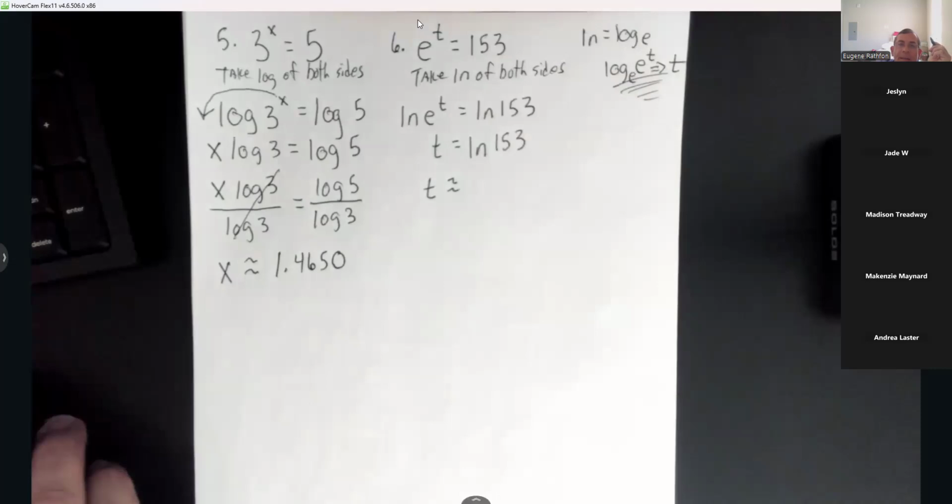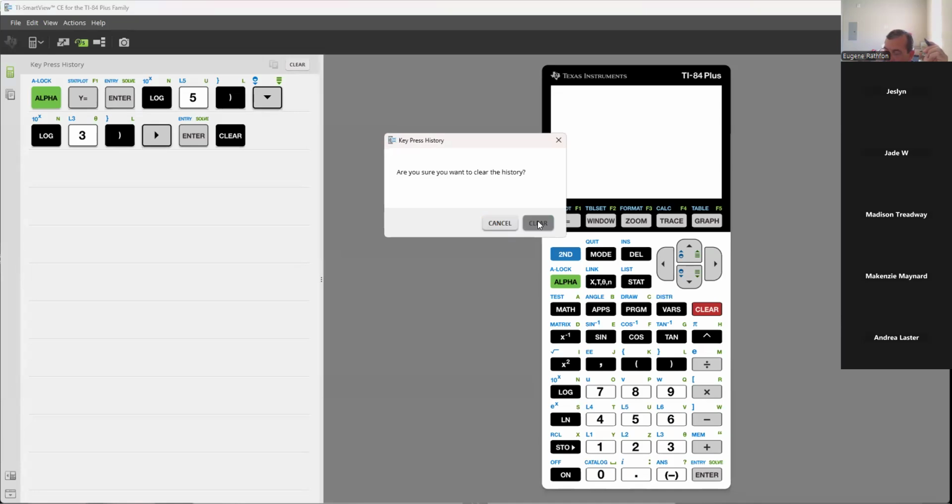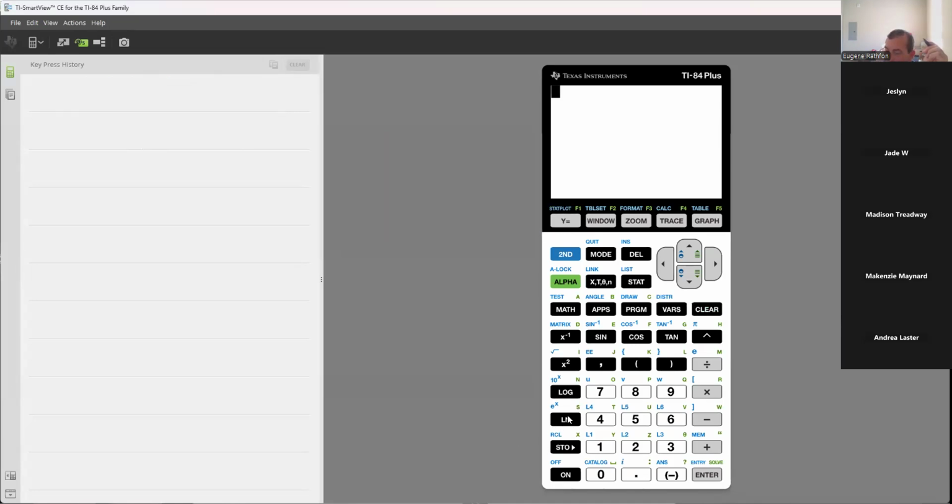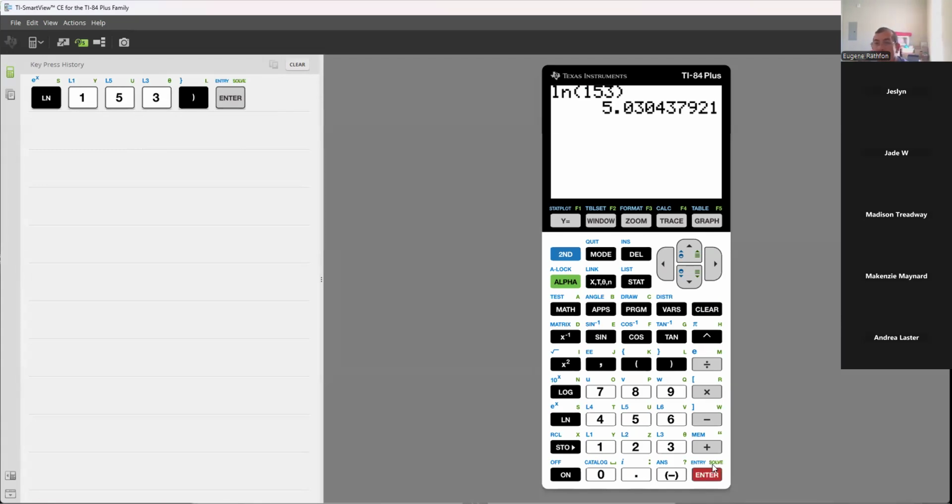So let's go look at the calculator. All right, y'all, we got an ln right to the left of the 4, so hit ln, punch in your 153, and then hit enter. Now we're going 4 decimal places, so that'd be a 5 point 0304. The 4 has a 3 after it, so I'm going to leave that a 4. So that'll be a 5.0304.